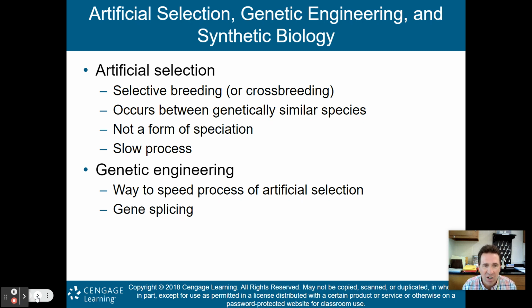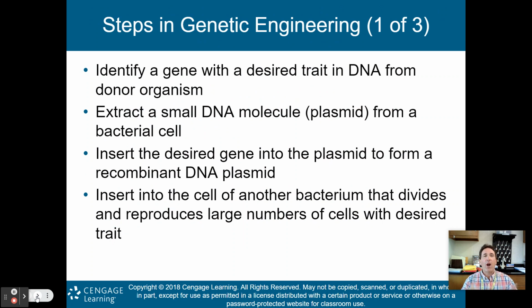We have genetic engineering, which is a way to speed up the process of artificial selection, and gene splicing is part of this. So what are the steps in genetic engineering? We're going to talk a lot about GMOs, genetically modified organisms, in food when we get to the food production chapter in a couple of chapters. But in genetic engineering, you identify a gene with a desired trait in the DNA from a donor organism. You then extract a small DNA molecule from a bacterial cell. You insert the gene that you wanted into a plasmid to form a recombinant DNA plasmid.